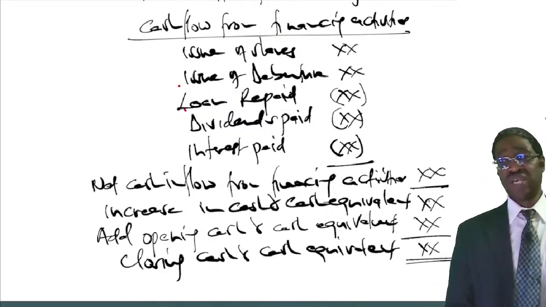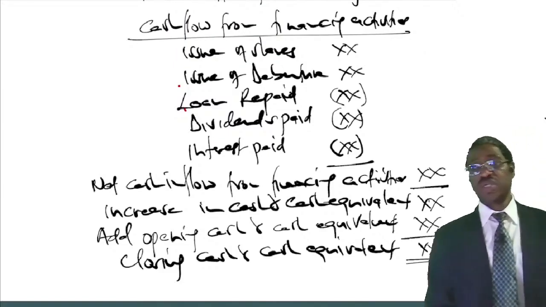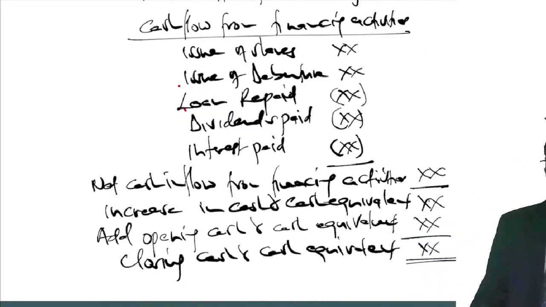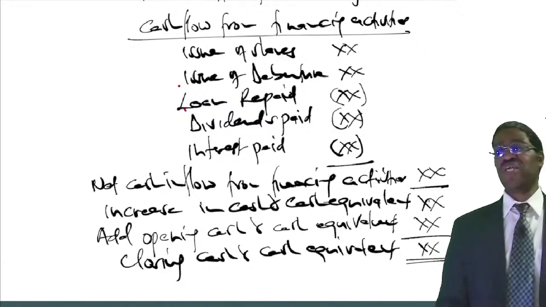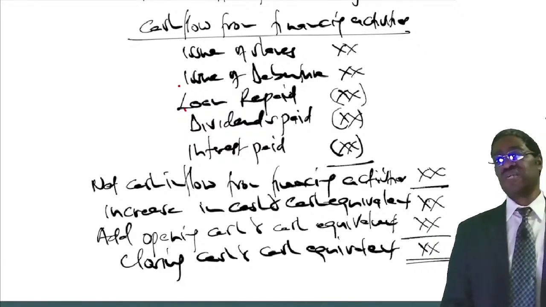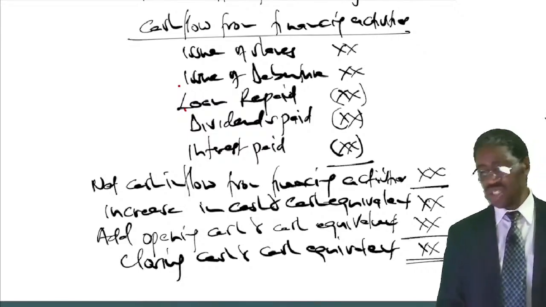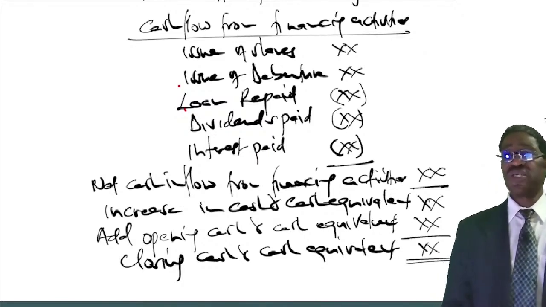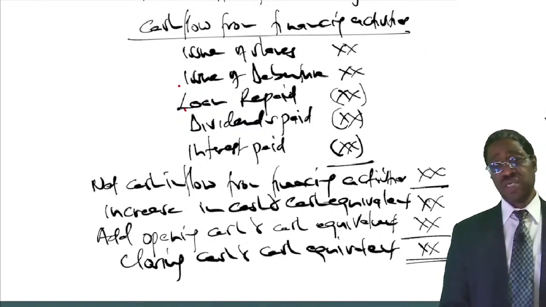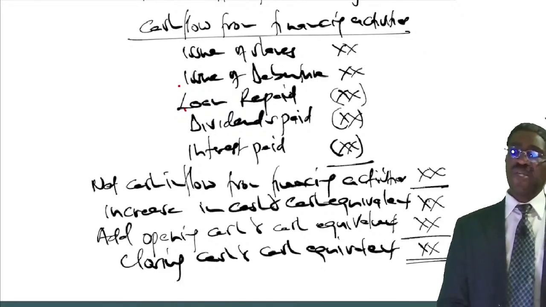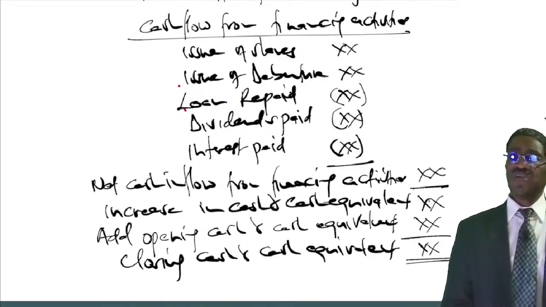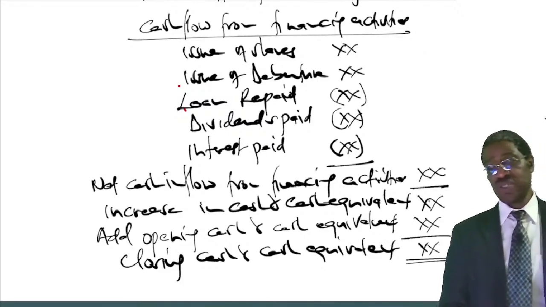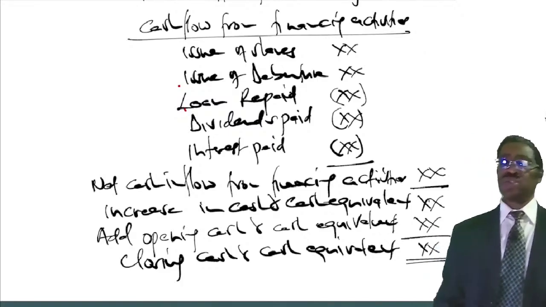Then I had to get the net of the three totals. I said if it's a positive, you call it increase in cash and cash equivalent. If it's a negative, you call it decrease in cash and cash equivalent. Ours was a positive, so we called it increase in cash and cash equivalent. Then you come and add opening cash and cash equivalent. Finally, get the closing cash and cash equivalent. Good. Finish.